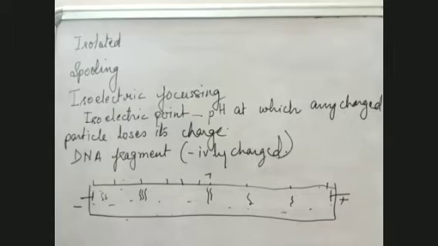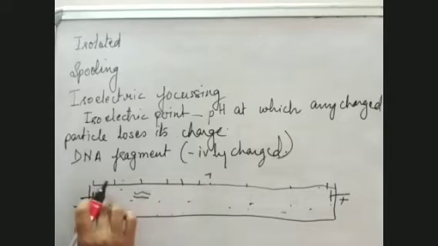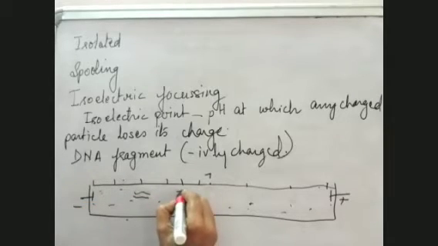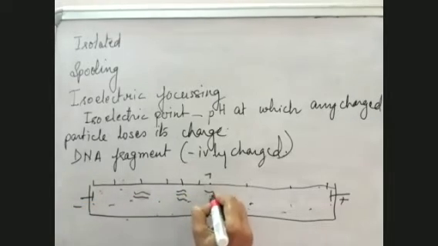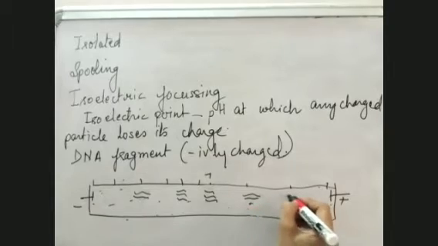Actually, yesterday also I told you I made this wrong. It has to be made like this. So all the DNA fragments got adjusted according to the way they lost their charges. So some got stable here, some got stable here.